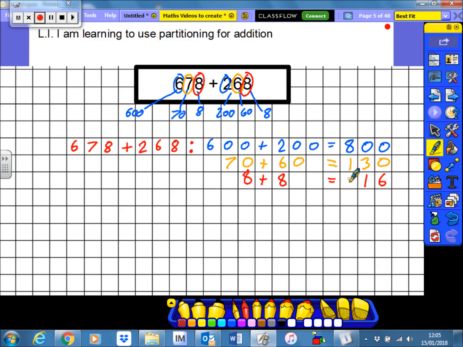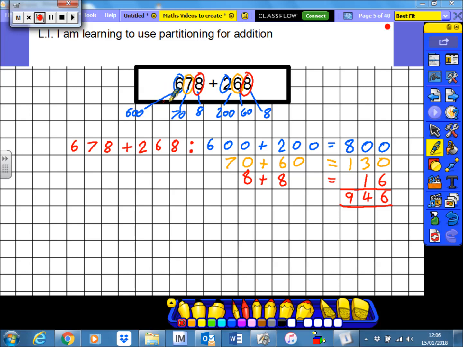Now to get my final answer, all I have to do is add these three together. So 0 plus 0 plus 6 is 6. 0 plus 3 plus 1 is 4. 8 plus 1 is 9. So my final answer in this case is 946.